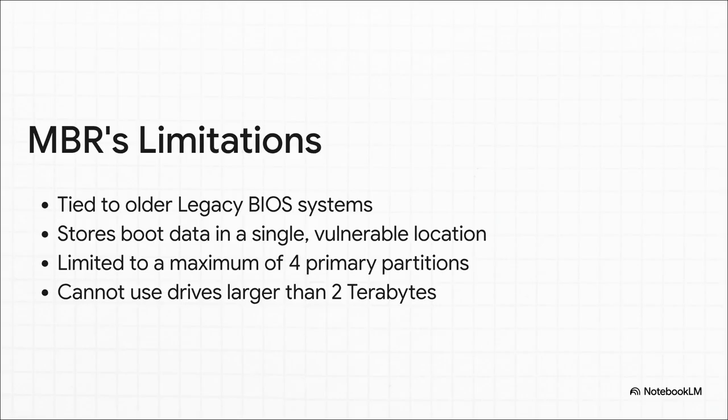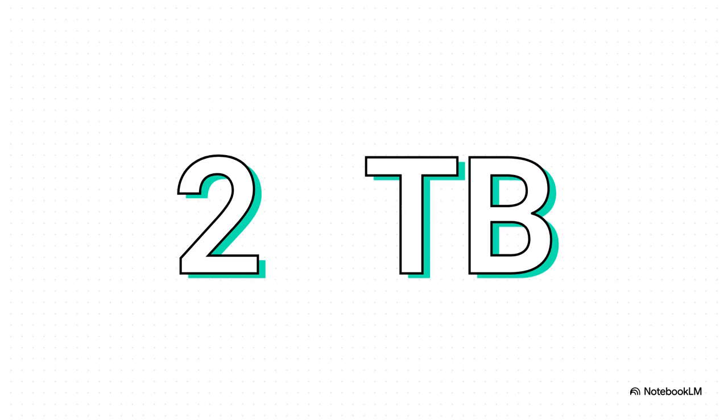But the real killer, the thing that truly made it obsolete for modern PCs, was that hard size limit. 2 terabytes. That's it. That's the absolute limit. MBR uses a 32-bit system, which means it literally can't count high enough to see any storage past the 2 terabyte mark. So if you plug a brand new 4 terabyte drive into your machine and format it as MBR, you just threw half your money away. That extra space is completely invisible and unusable.